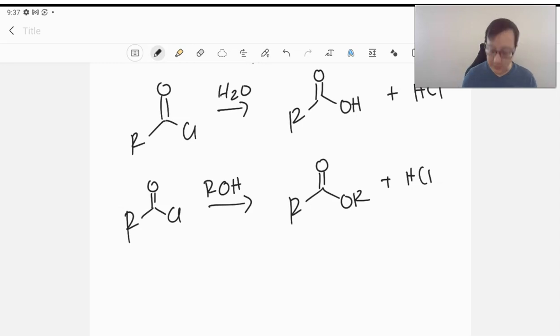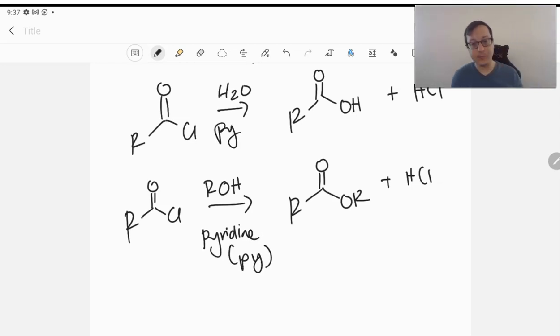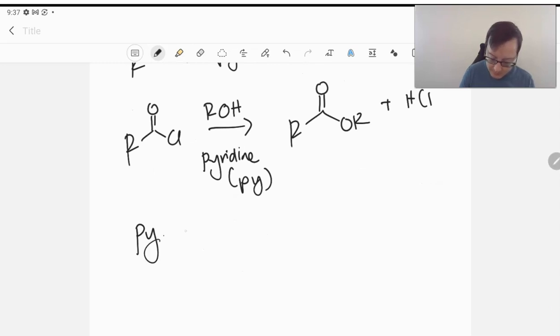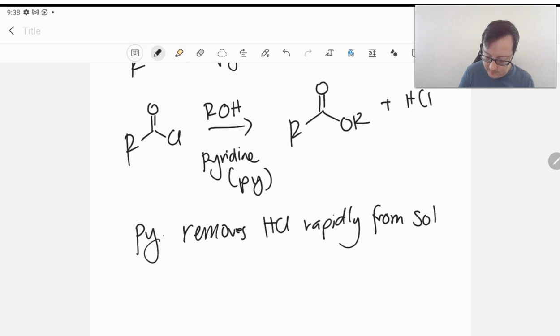The rest of your molecule can be acid sensitive. So if we need to remove it, we'll use pyridine, which we'll often abbreviate as PY. And that pyridine removes the HCl. I'll just write that because I've said it a few times, but I don't think I've written it. It removes HCl rapidly from the solution. So the pyridine is there to get rid of the HCl so it cannot go and react with other things, because as a strong acid, it's pretty reactive. It can go find something if it's not removed. So the pyridine is there to remove it from the solution.